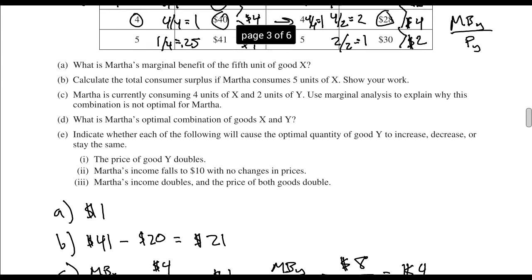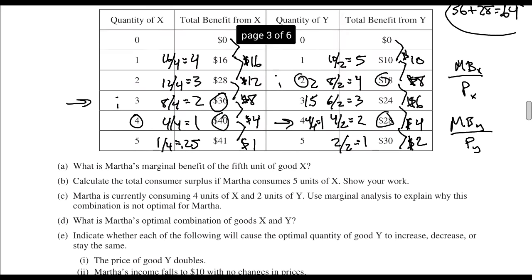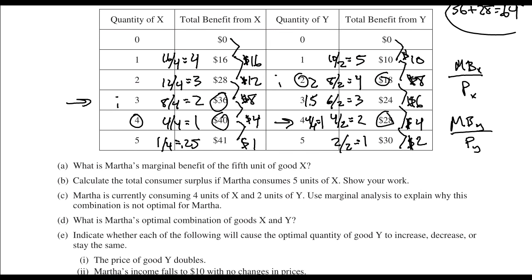Secondly, if Martha's income falls to $10 with no changes in price, well, the marginal benefit per dollar is going to stay the same as it was before, so we can really use this column of data, but we don't have as much money. So if I bought 3X, well, I couldn't even afford 3X, because that's $12 and she only has 10. So I'm probably going to need a smaller quantity of X, but I'm also probably going to need a smaller quantity of Y.